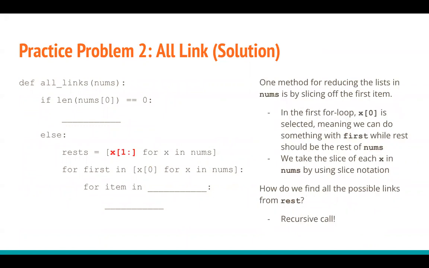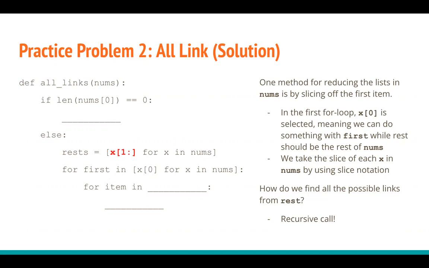One idea is reducing the lists in nums by recursively slicing off the first item. In the first for loop, we can see that x of 0 is already selected in the list comprehension. So we can do something with first, while the rest should be the rest of nums. We can take the slice of each x in nums using slice notation, and that way we get a list of lists minus the first item from each. Then in the for loop, we're taking the first item from each of those lists and doing something with that.